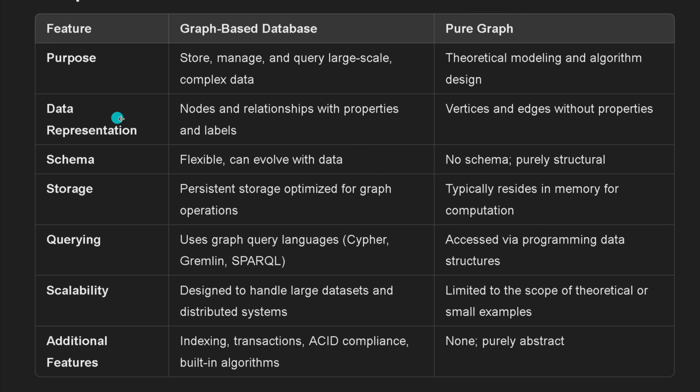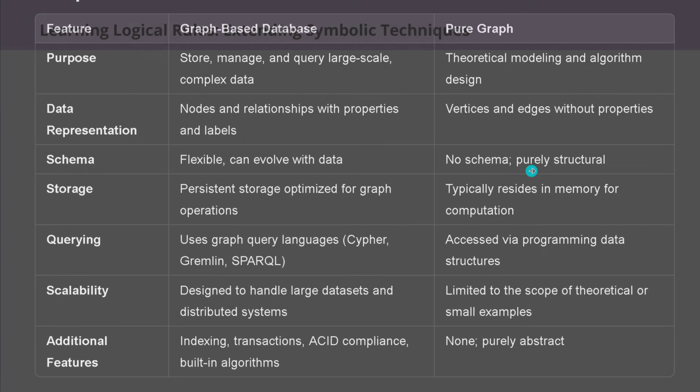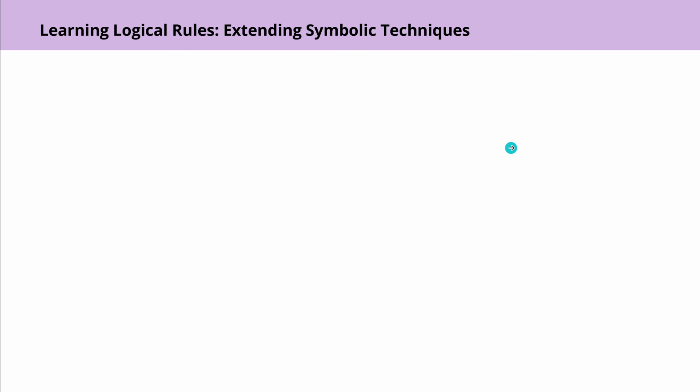The data representation is in nodes and relationships with properties and labels. We attach everything from tensors to property alignments. So you see, it is not the pure mathematical object, but we add value to this, we add information to the nodes and the edges. Okay, so learning those logical rules now, and this is one of the beauties of this system.